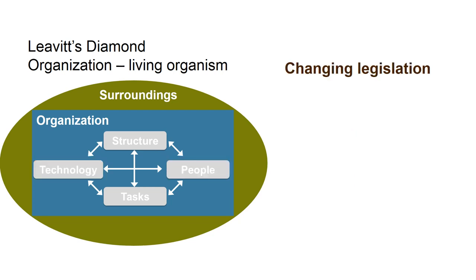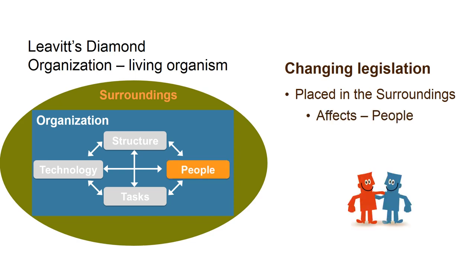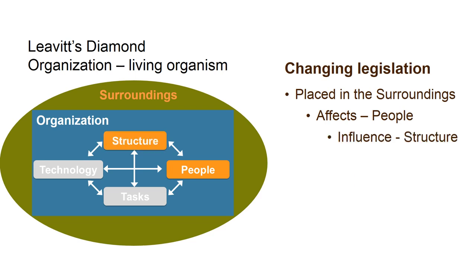Changing legislation. This is clearly placed in the surrounding world. New speed limits do not affect the organization, but if it's new rules about a longer maternity leave, then it affects the component people. But it will also influence the component structure. The organization will have to ensure that all employees are placed so that all tasks are completed.